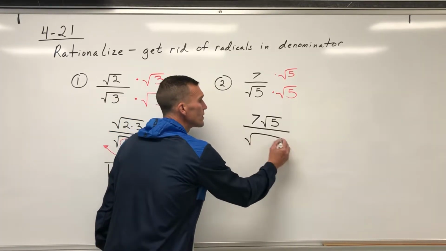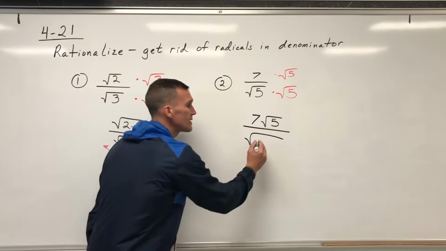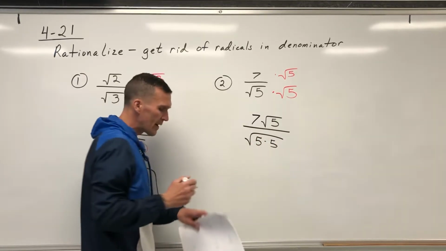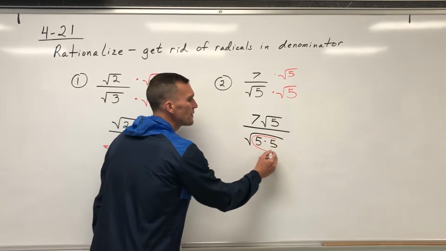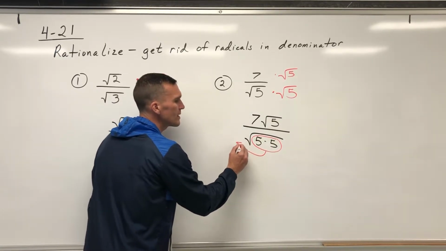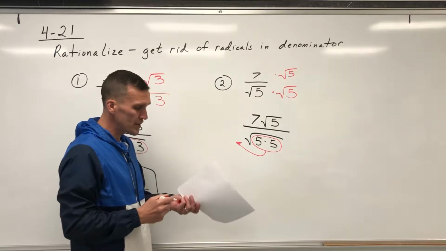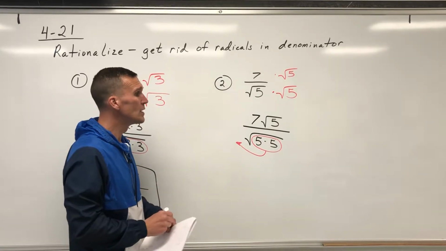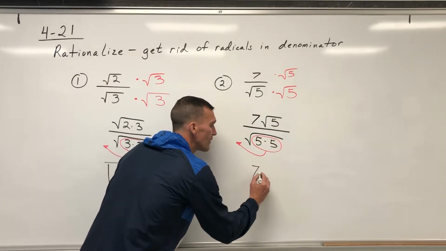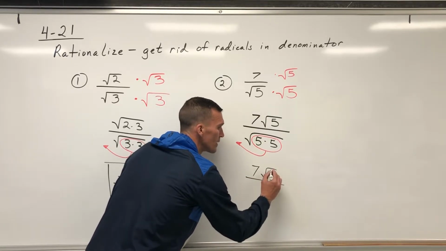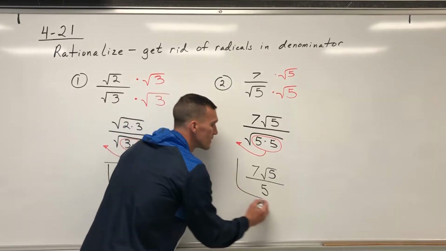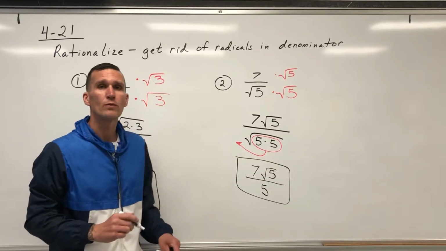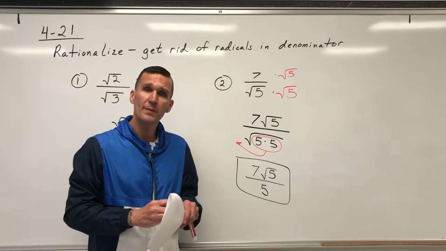You have a square root of an inside times an inside stays inside, but now you have a pair of 5s. A pair of 5s break out as a single 5, and there's nothing that would be trapped underneath that radical. So we're gonna have 7 rad 5 as our numerator, and our denominator is just the number 5, and we no longer have a square root in the bottom or the denominator.